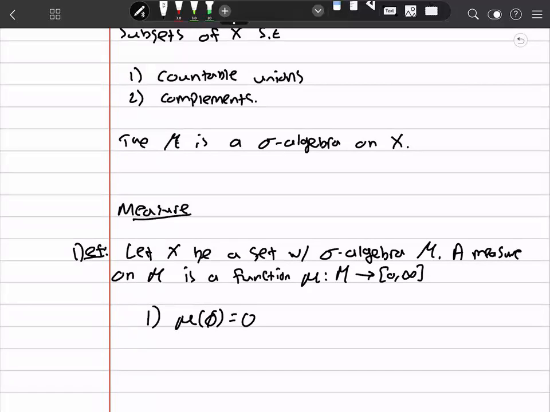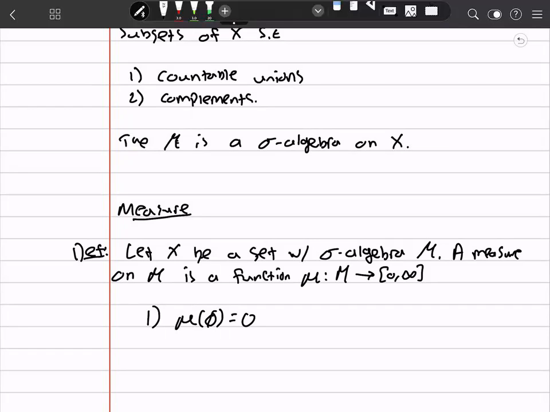If we recall from last time, the empty set was actually an element of our sigma algebra. The empty set and all of X are elements of our sigma algebra. That comes from taking the empty intersection to be intersecting a set with itself no times. I believe that's a good way to get the empty set.